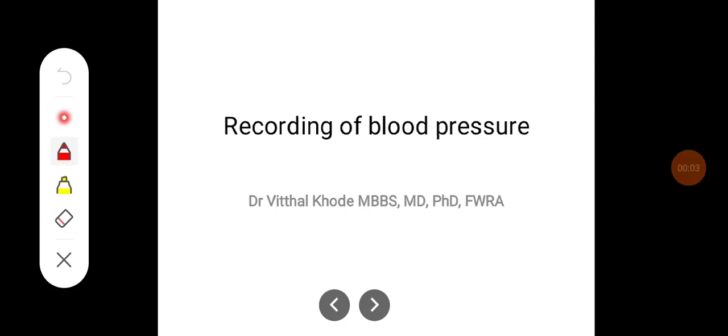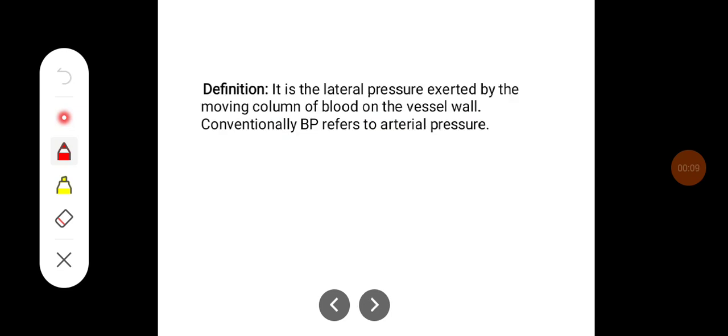Hello everyone, in this class we'll learn how to record the blood pressure. The definition of blood pressure is the lateral pressure exerted by the moving column of blood on the vessel wall. Conventionally, blood pressure refers to arterial pressure.